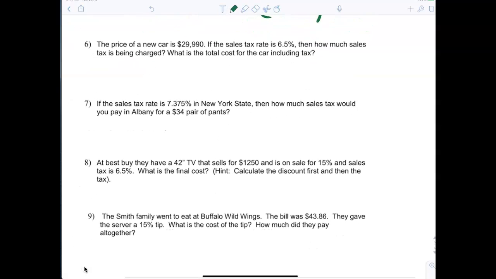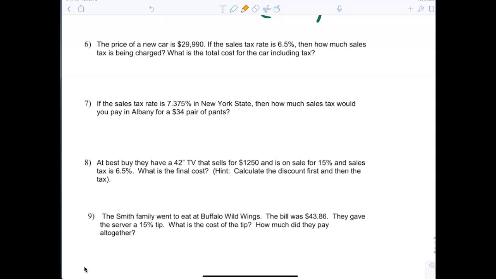Come on. Okay. So you do 106.5. Now, we got to read carefully here, because I think on the test I left it open. Sometimes you have to tell me what the tax is. Sometimes you have to tell me what the total is. Sometimes you have to tell me both. So in this question, it says, then how much sales tax is being charged? You hear me?